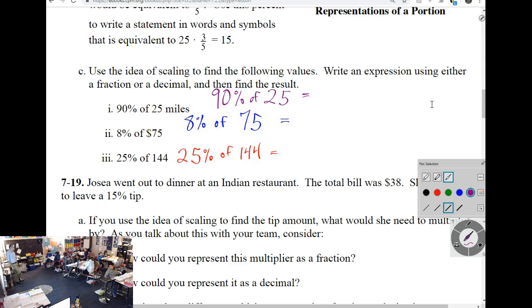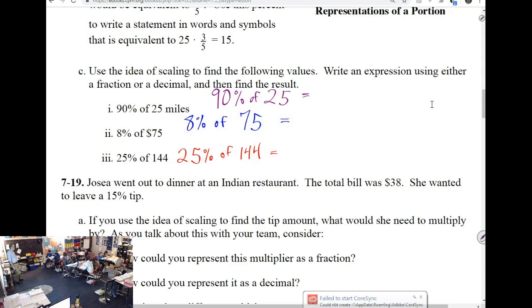How can I represent 90% in the most efficient way to work with it? Howard? Yeah, but decimals are still kind of tough to work with sometimes. So you're right, you're not wrong at all. What Mallory said, I could do 0.9 times 25, but I don't even know what 9 times 25 is, and then I gotta make sure I put my decimal in the right place.